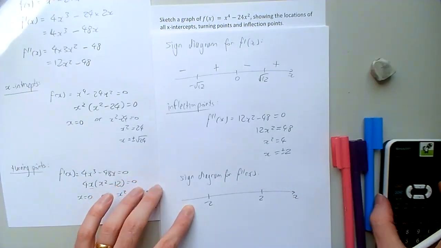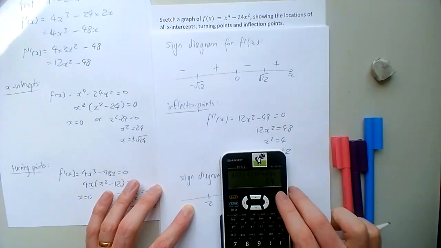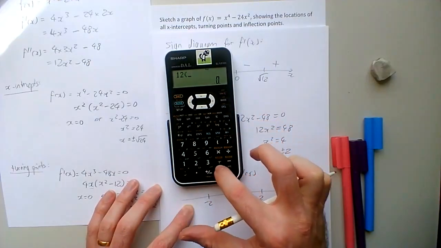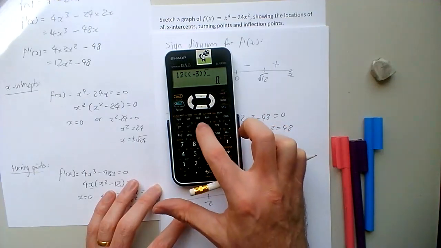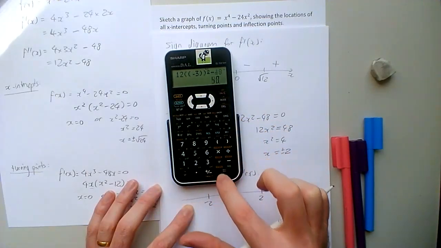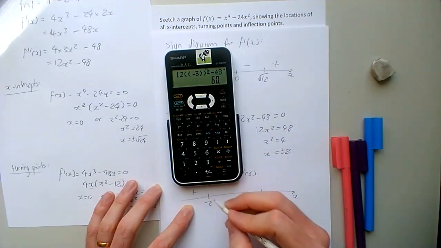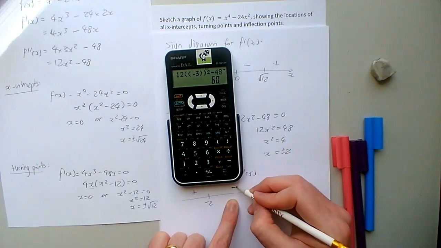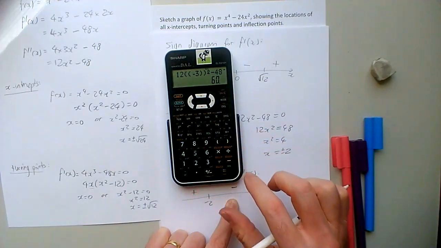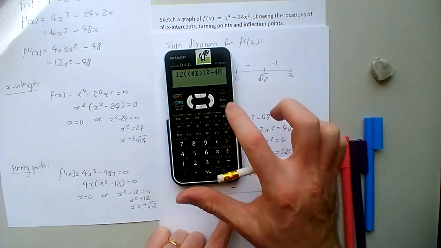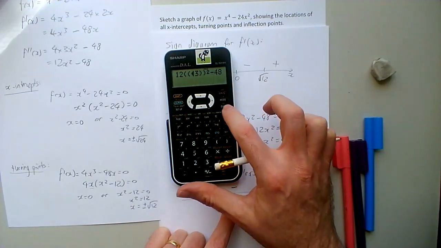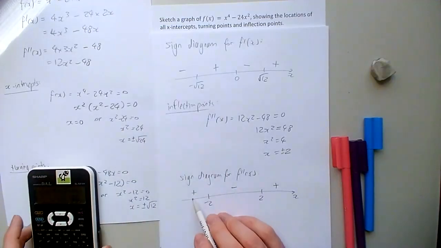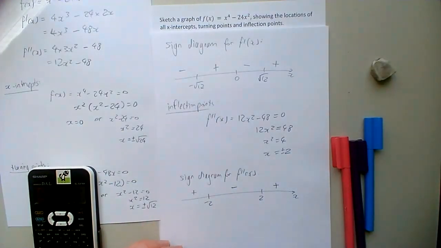So let's see, let's pick minus 3. 12 times minus 3 squared minus 48 is positive. x equals 0 is between these two, and that'll make that negative 48, which is negative. And then I guess if I take that minus out, it's not going to make a difference. Yep, positive. Okay, so it's concave up here and concave down here and concave up here.